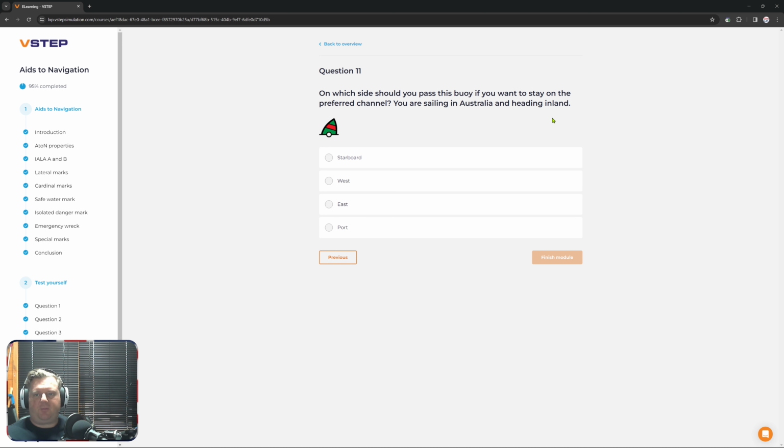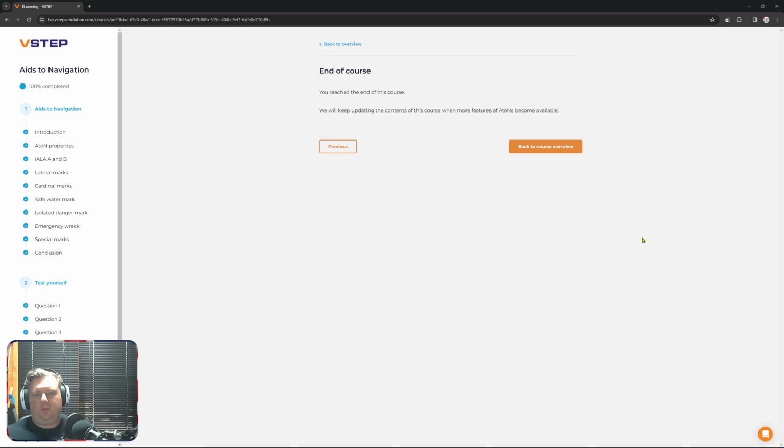On which side should you pass this boat if you want to stay on the preferred channel? You are sailing in Australia and heading inland. Right, that's important. So you're heading inland, which means that the green markers are on the left. So that will actually be on the other side. So you need to pass it on the port side. Yep. Okay, cool. Well, I got one question right there.